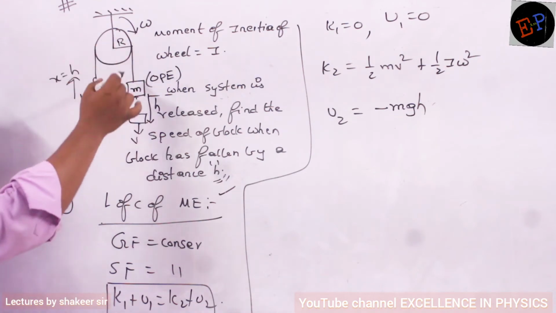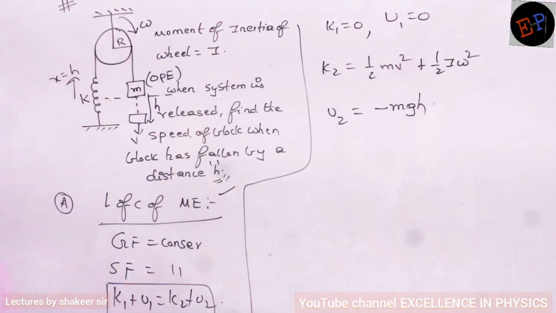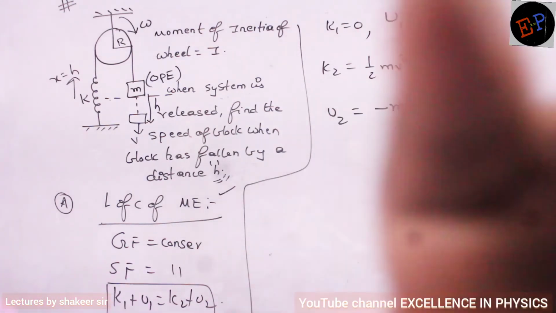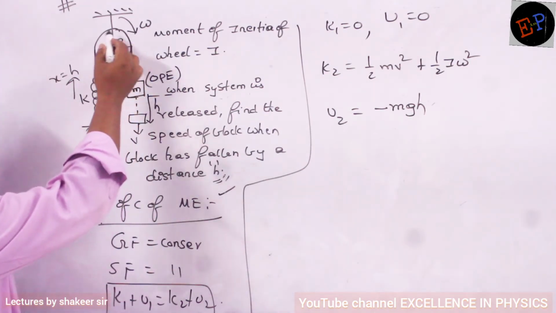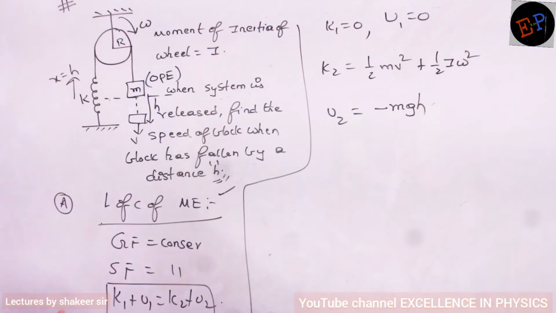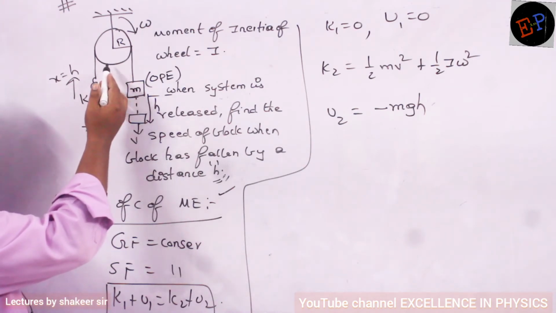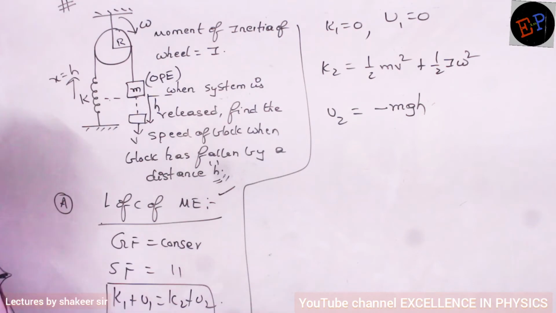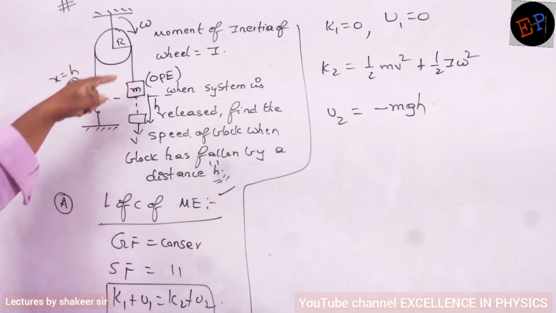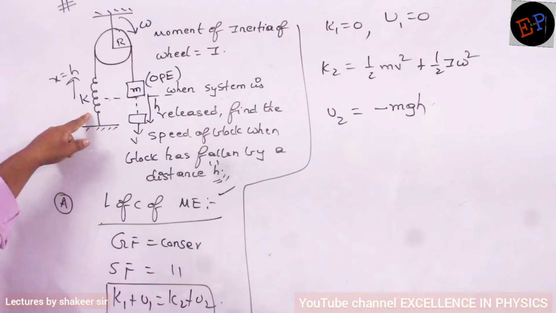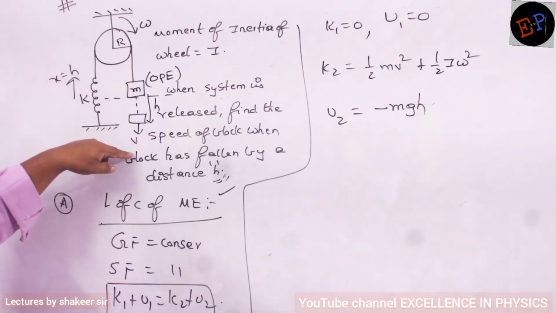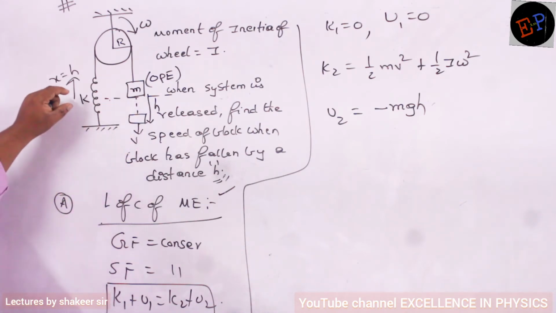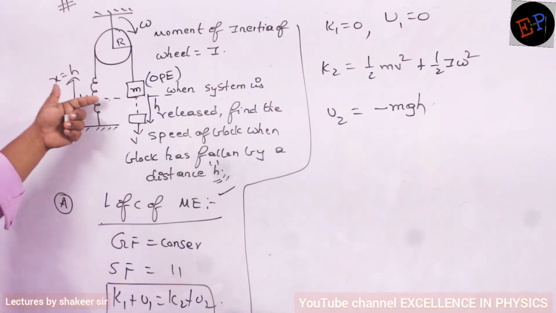What about this pulley? What about the potential energy of this pulley? For the pulley, you cannot consider its potential energy because its initial position and final position are the same. You need not consider it. But what about the potential energy of the spring? The spring will elongate, no? When this mass falls down by a distance of h, the spring also elongates by how much length? h length only.